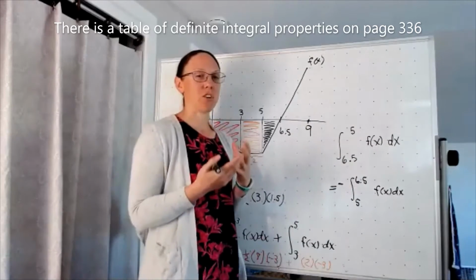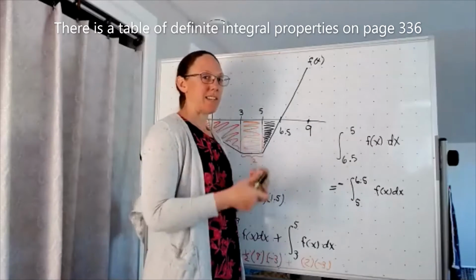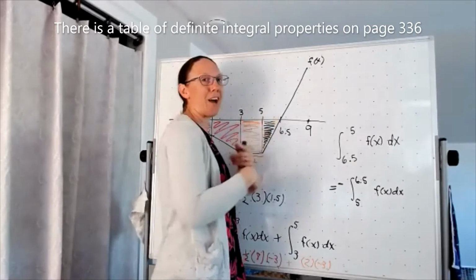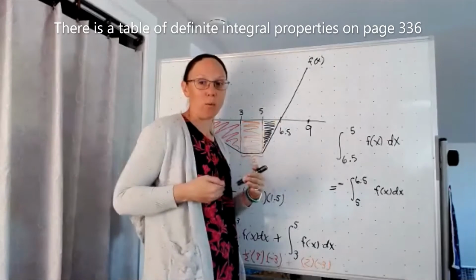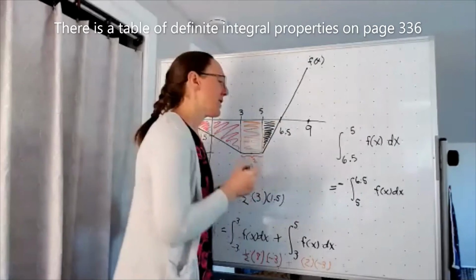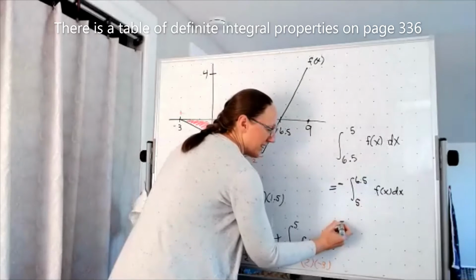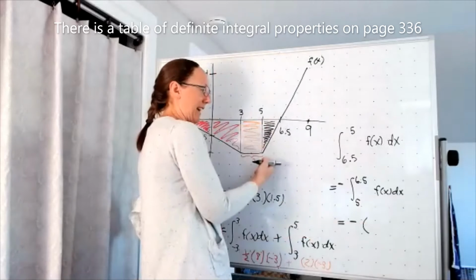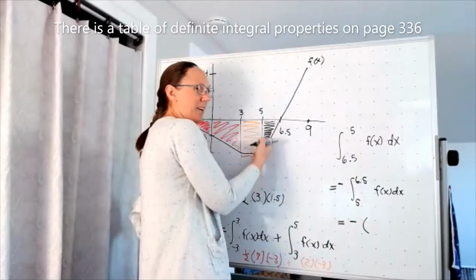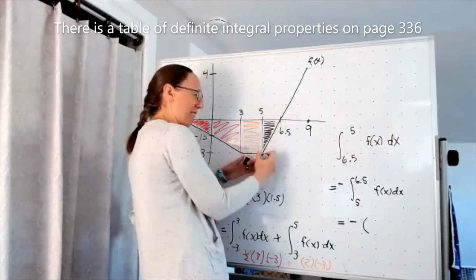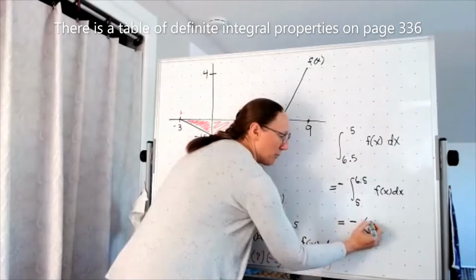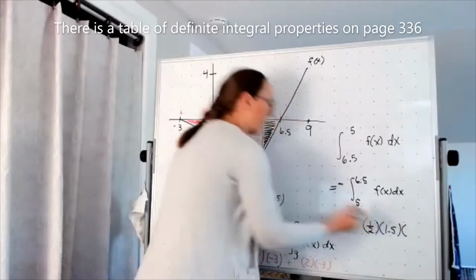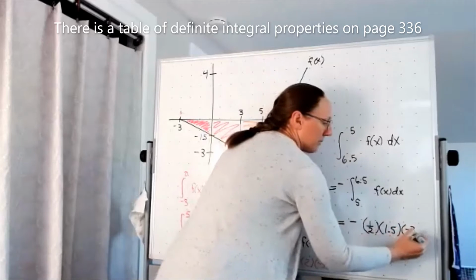And if we think about that in terms of x and y values, essentially going from 6.5 to 5, we would call that a base of negative 1.5 because we went backwards. So this would become negative, and then I'd find that area. And because the area is below the axis, my y values are negative. So I'd have 1/2 times the base of 1.5 times the height of negative 3.